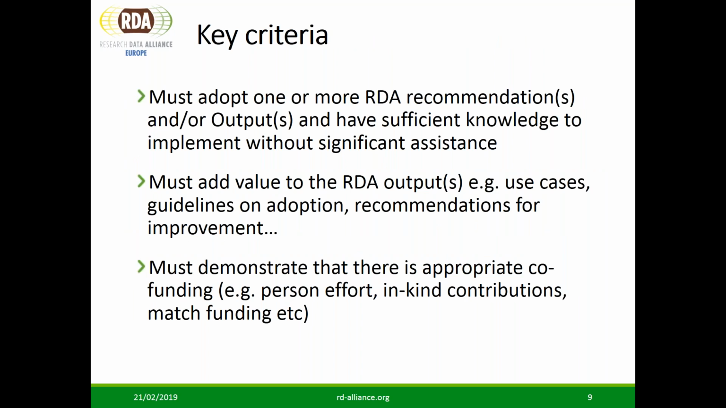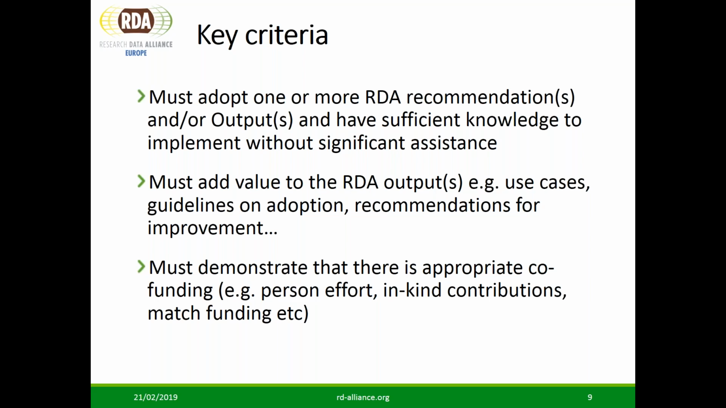So the key criteria on the adoption scheme is that you have to adopt one or more RDA recommendations or outputs. So you'll see from the slide I shared earlier, there's a whole list of them. You can take just one, or you could take a number of related ones that come together. And you should have sufficient knowledge to be able to implement that without significant assistance. So ideally, you'd already be aware of the output, or you'd have done enough background research to be able to run with that.